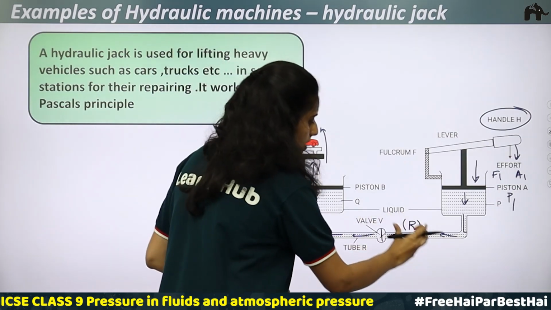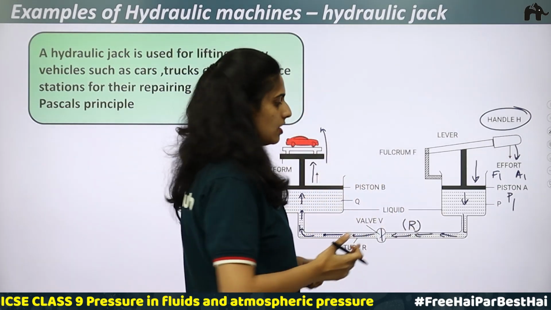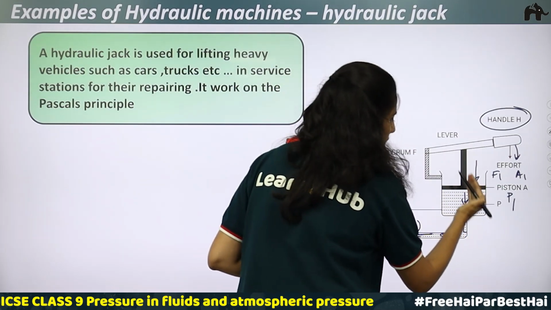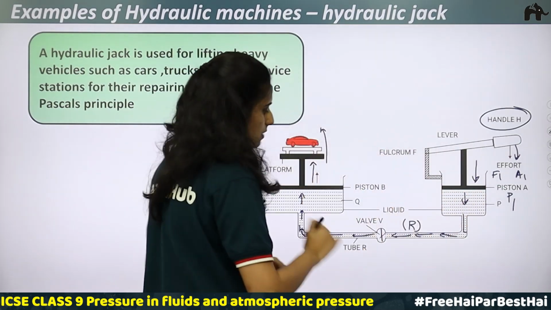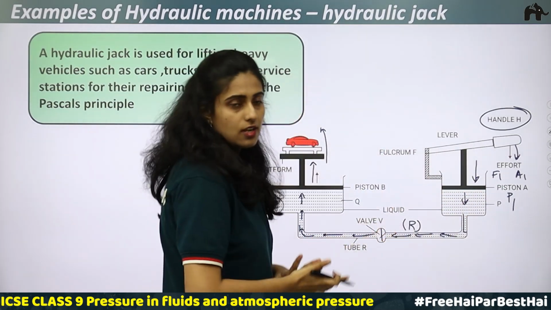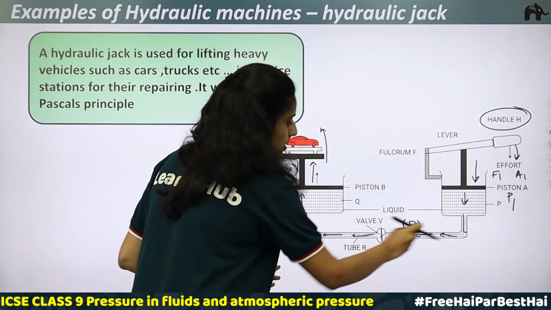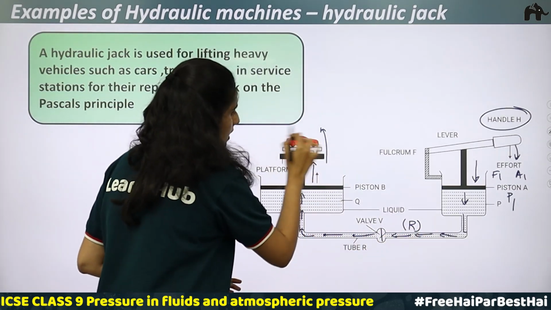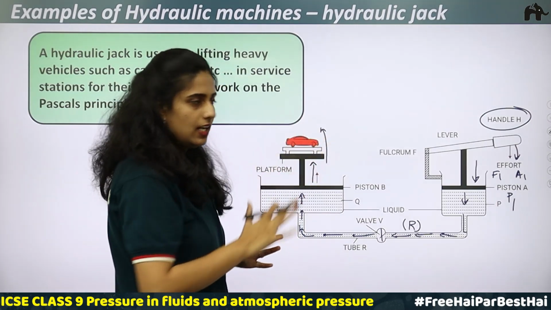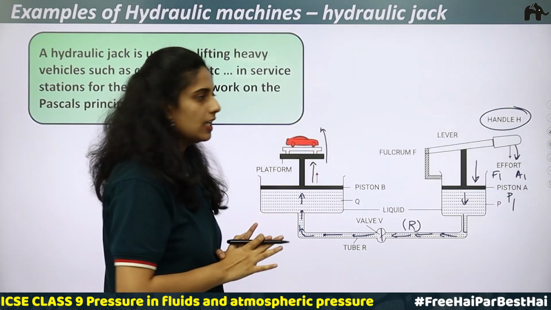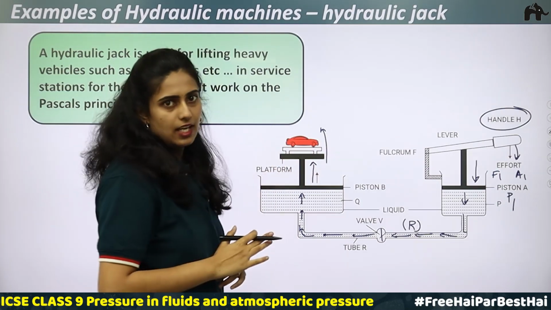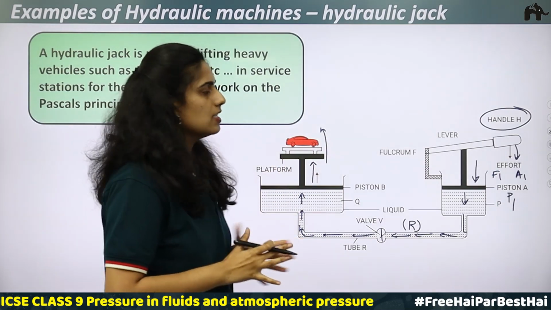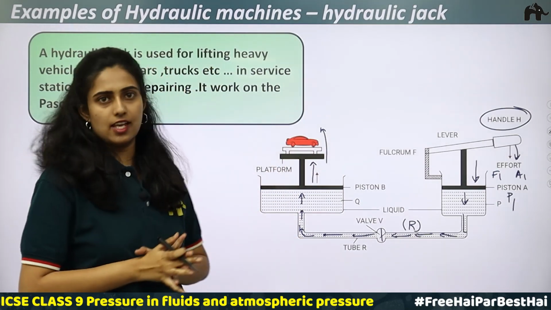So here the pressure is the same. Because the pressure in P and Q becomes equal and the valve gets closed, the liquid won't be entering. The car will reach the desired height. Clear? It will reach the desired height. Okay, so this is the working of a hydraulic jack.